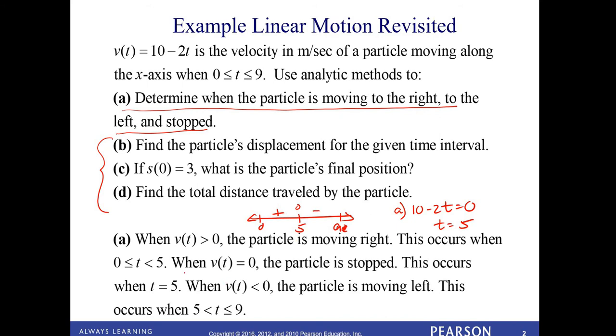So v of t is greater than 0 between 0 and 5. v of t equals 0 at 5. And v of t is less than 0 from 5 to 9.